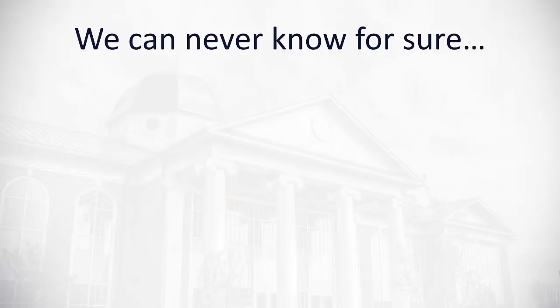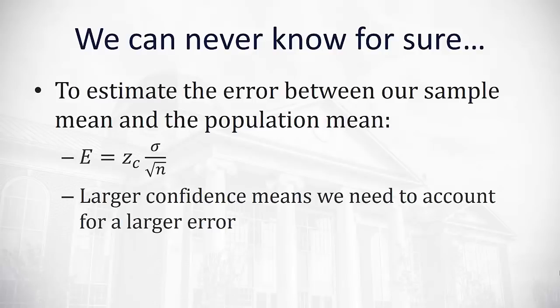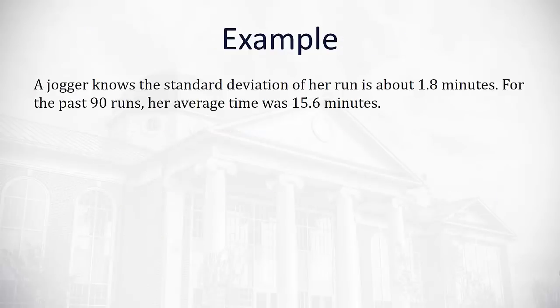However, it's important to note with confidence intervals, we can never know for sure how accurate our estimate is of the actual population mean. So to estimate the error between our sample mean and the population mean, it's going to depend on how confident we want to be, that z sub c value. The way we calculate the error is it's equal to z sub c times the standard deviation divided by the square root of the sample size. And the more confident we want to be, the larger error we need to account for to make sure that actual mean is included in our confidence interval.